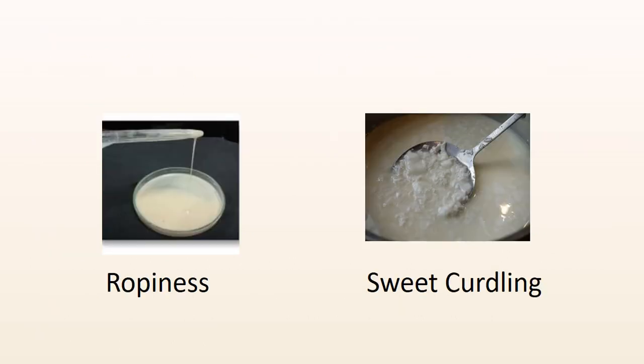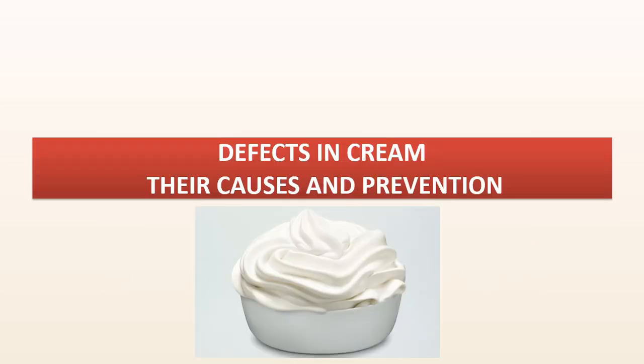Here we can see the photograph of ropiness, which is a common defect seen in milk. So you can see the string-like ropiness in case of milk, and on the right side we can see the sweet curdling photograph which we have discussed earlier. Now we will discuss the defects in cream, their causes and prevention.